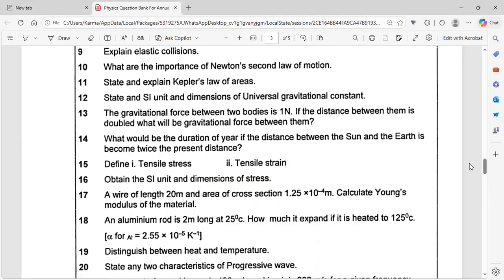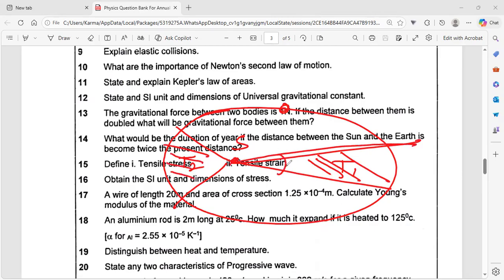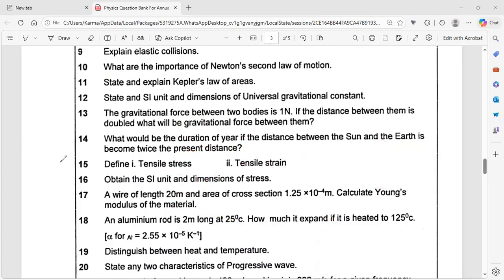Kepler's law of areas. With the sun as a focus, when the planet revolves around the sun, it sweeps equal area in equal intervals of time. So when at 2 times T1 and T2, this area and that area will be the same. So when the radius is large, the angle is small, and when the radius is small, the angle is large. That's what the law means.